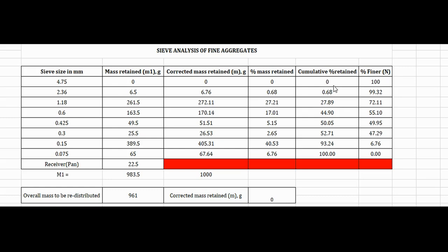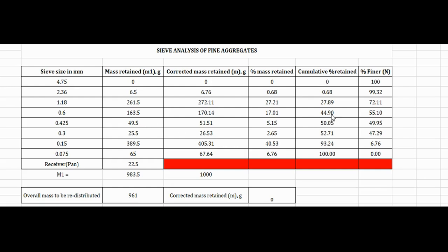Let us look at the cumulative percentage retained. For 4.75 it is 0. For 2.36, 0.68. For 1.18, if you observe, it is 27.89. How does this value 27.89 come? 27.21 plus 0.68 gives you 27.89. Similarly, for 600 micron, how does this value 44.90 come? It is 27.89 plus 17.01, which is equal to 44.90.